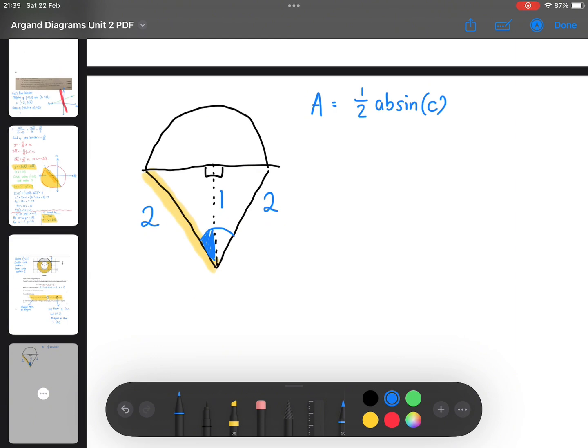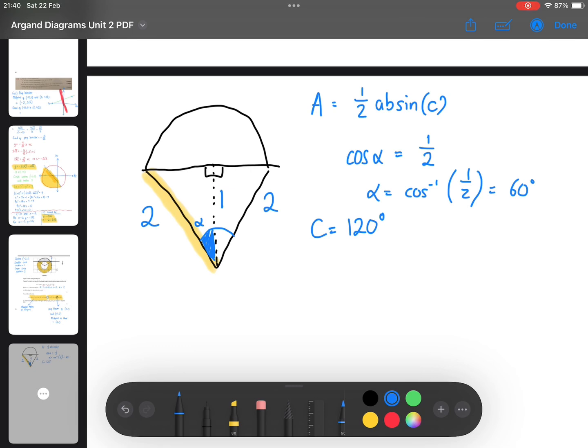So for this, I'm going to label this angle alpha, this small acute angle here. And in order to find alpha, we're going to use some basic trigonometry. So cos alpha is going to be 1 over 2, because the yellow highlighted one is the hypotenuse. So alpha is going to be inverse cos of a half, which is 60 degrees, exact trig values. And so the value of C is going to be 60 times 2, 120 degrees.